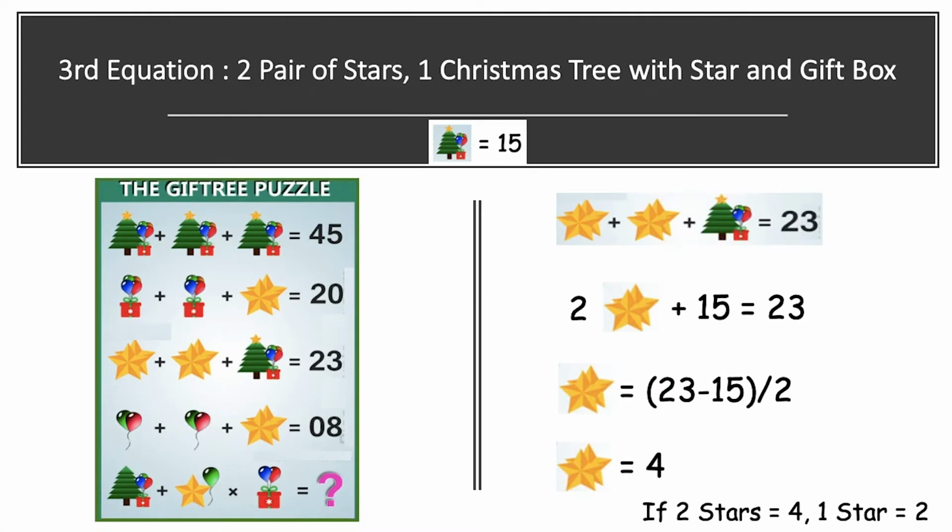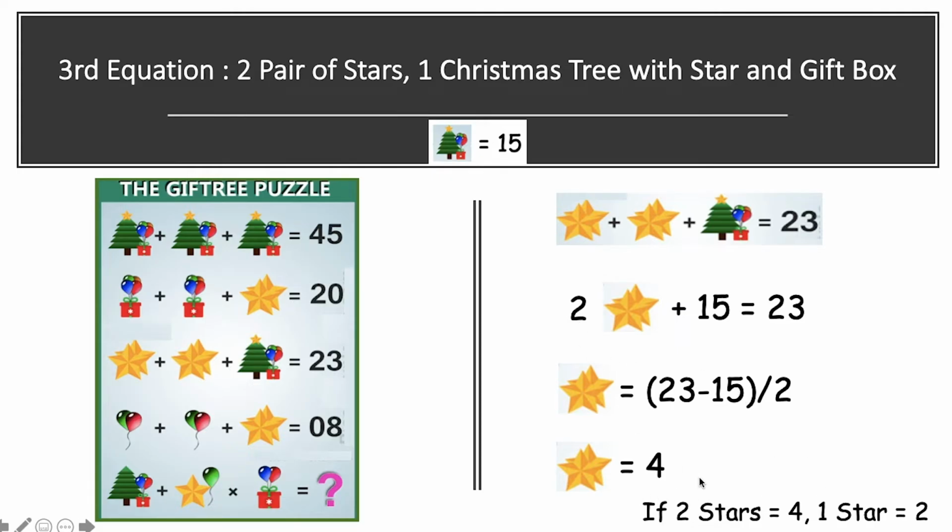Now jumping on to our third equation. In the third equation, we have got 2 pair of stars and one Christmas tree along with star and gift box, and this Christmas tree also has 5 layers, whose sum is equal to 23. From the first equation, we have got our value of Christmas tree with star and gift box, that was equal to 15. Putting that value here and solving the equation, we will get the value of one pair of star. So on solving this equation, we will get one pair of star is equal to 23 minus 15 divided by 2, that is equal to 4.